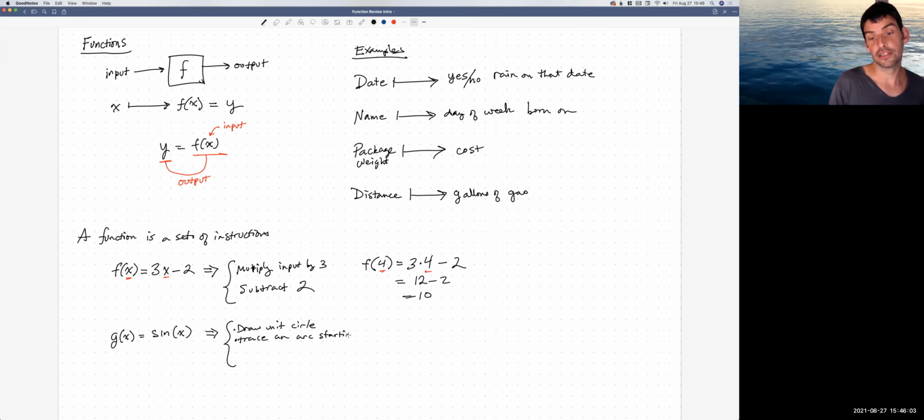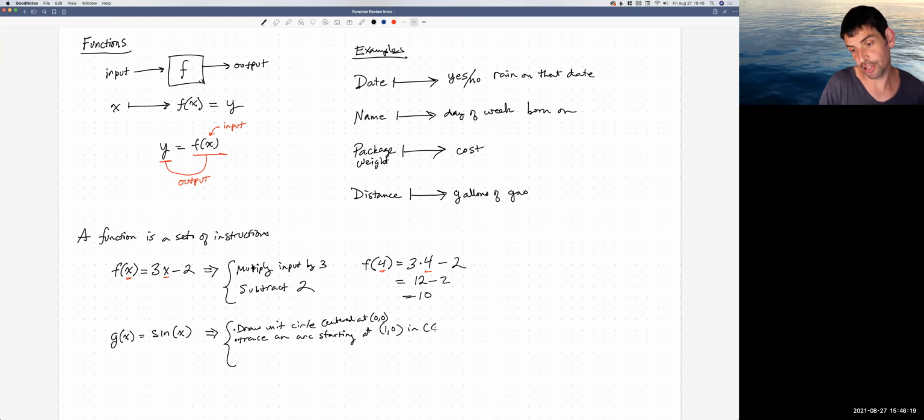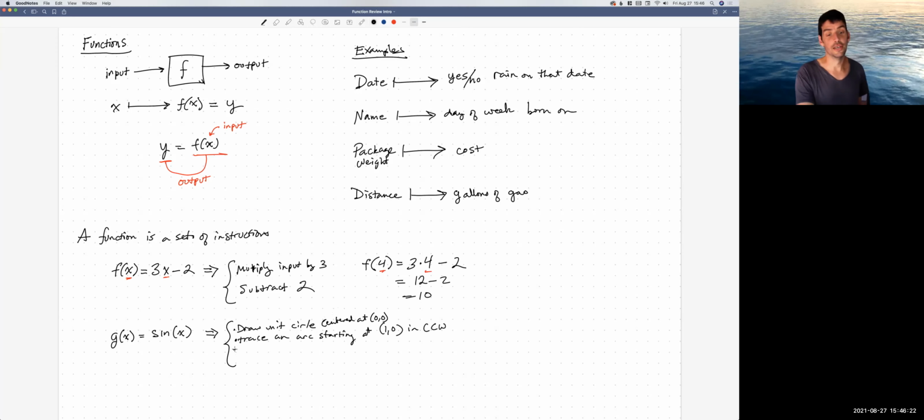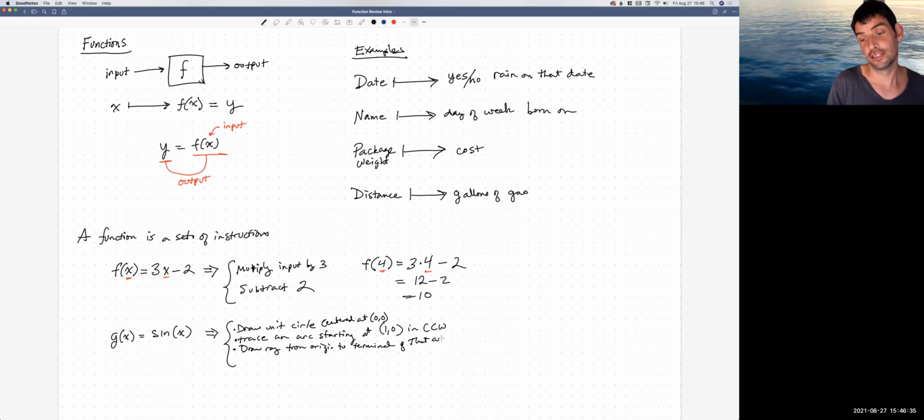you trace an arc, starting at the point 1, 0. Oh, I should say draw a unit circle centered at the origin. Trace an arc starting out at 1, 0 in the counterclockwise direction. Draw a ray from the origin to the terminal point of that arc. And let's just say determine the y coordinate.